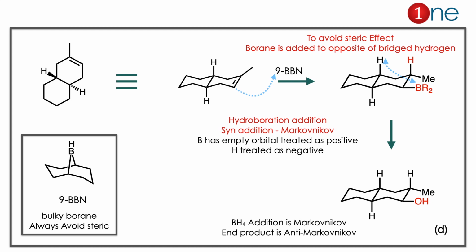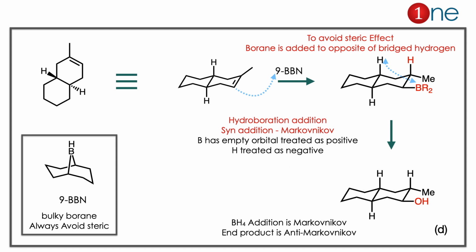Here the starting material is difficult to analyze in planar form, so we draw it in the chair form. If you draw the hydrogens trans to each other and the alkene there, you are using 9-BBN. 9-BBN is simple boron, but it is a bulky boron with a three-dimensional structure. So it always avoids the steric position. So what really happens is it will attack opposite to the above hydrogen plane.